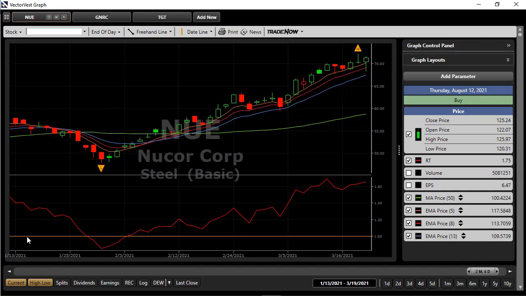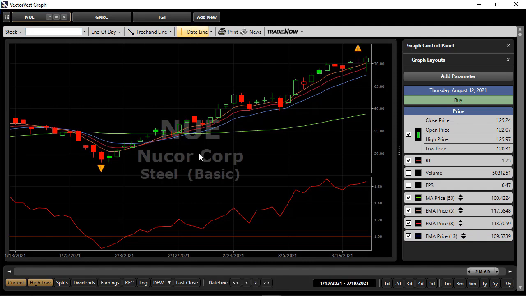Let me look at some charts here. We're looking at Nucor, NUE. So let me lay out the chart here. The bottom indicator is the relative timing. The green indicator is the 50-day moving average. The orange line is the 5-day EMA. The red line is the 8-day EMA. The blue line is the 13-day EMA. And you can see the legend over here on the right-hand side.